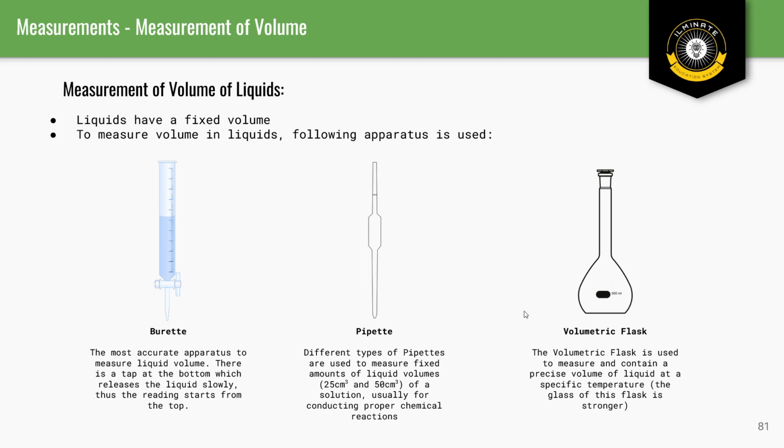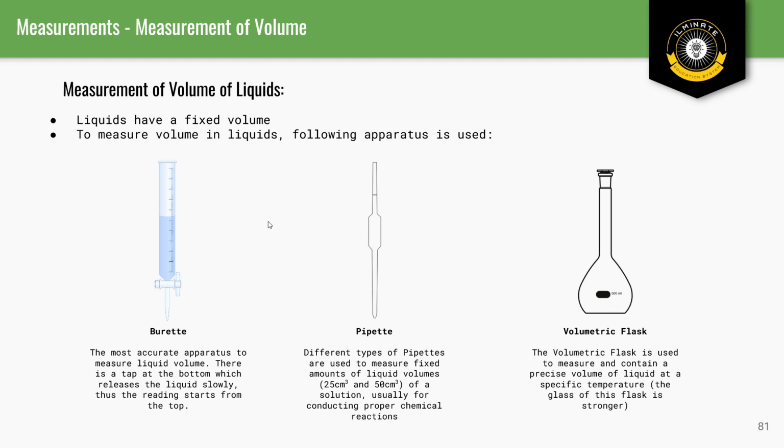It's basically a much more precise version of a conical flask, and it also measures fixed volumes such as 50 centimeters cube, 100, 125, 250, or whatever. According to the question, you will know the amount of volume to use. And basically, it's used in reactions which involve heating to a specific temperature. That's because the glass of this volumetric flask is stronger.